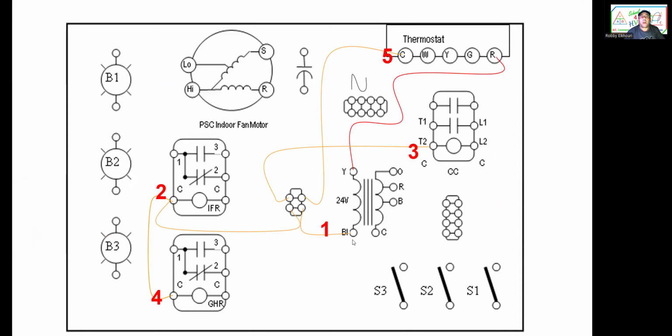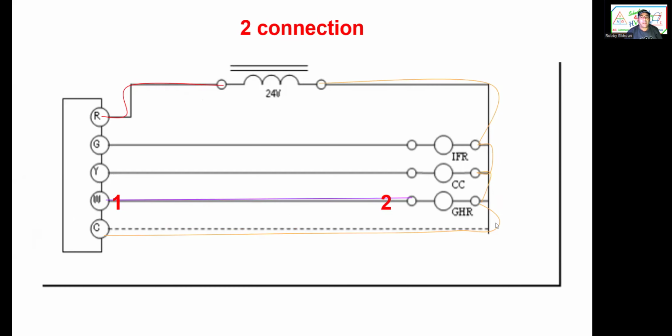Compressor contactor, the indoor fan relay, gas heating relay, and the number 1, the secondary of the transformer. That's 5 connections and common to the thermostat. Okay, and there's a common to the thermostat in case it has batteries.